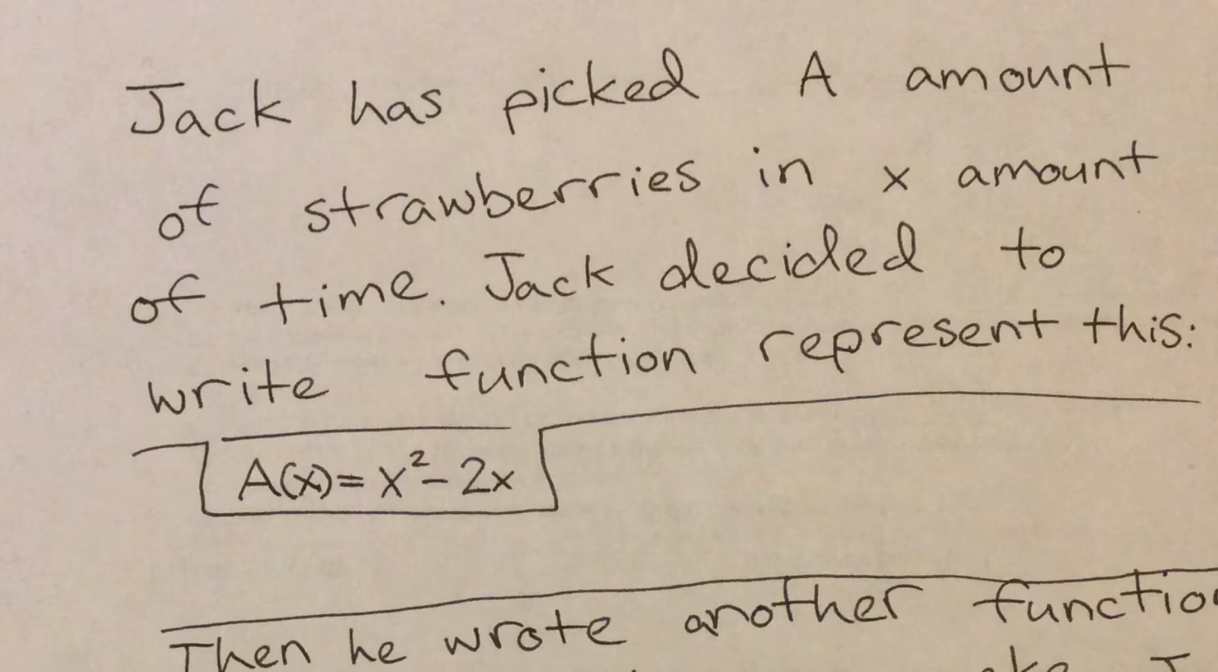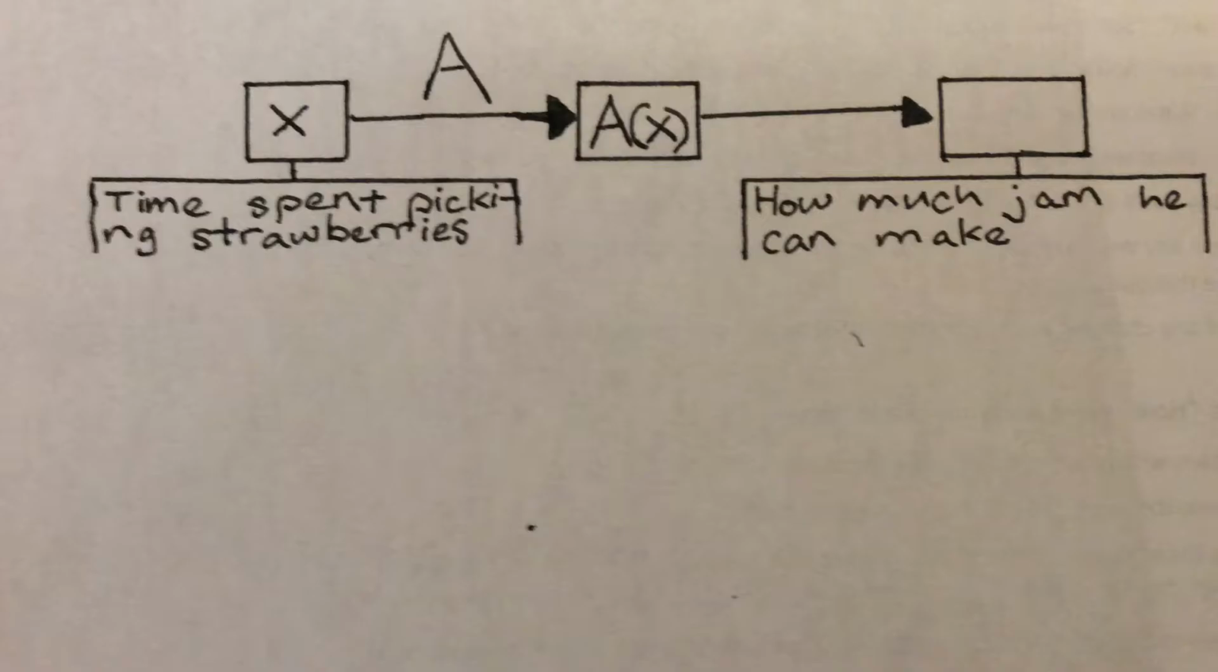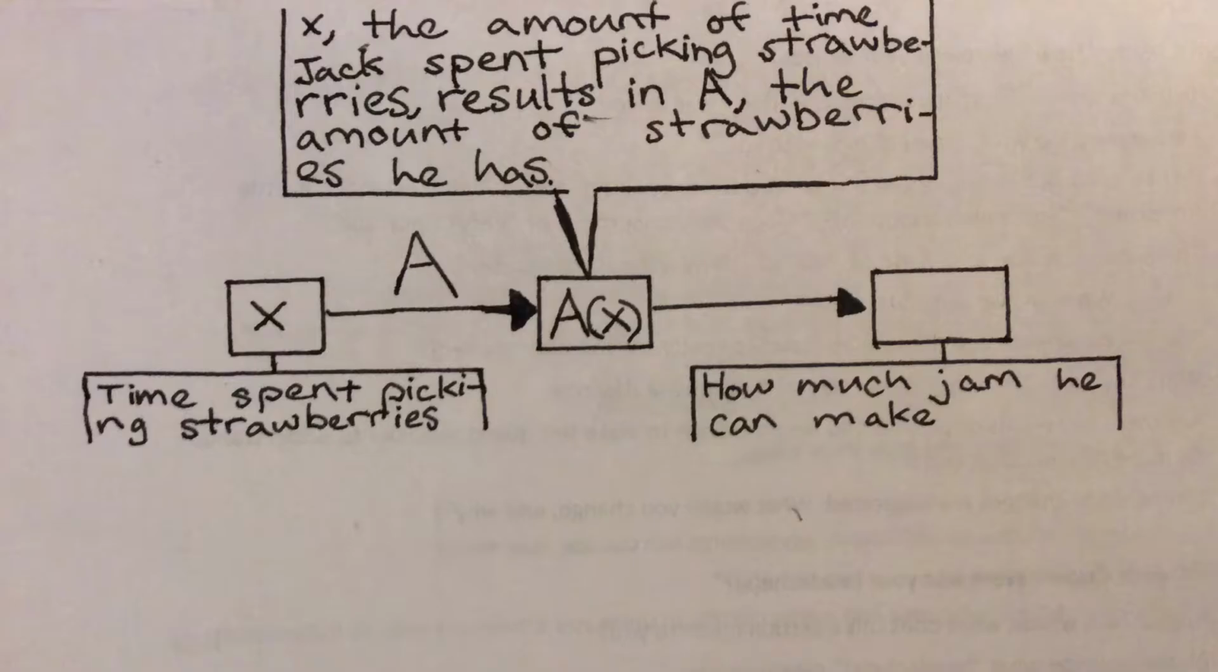Now back to our diagram, we can write this info in. And now just to add to that, I think I'll write X, the amount of time Jack spent picking strawberries, results in A, the amount of strawberries he has. And this will probably come in handy with our next problem.